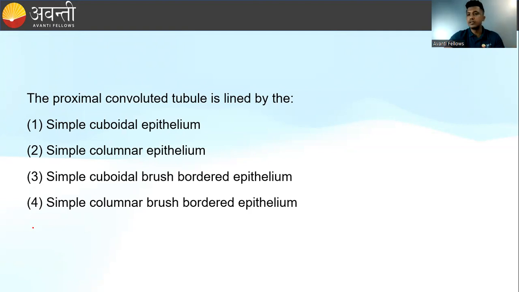So here, the movement of the filtrate has to happen very periodically, and it has to increase the surface area for the absorption, right? That happens through cuboidal epithelium. What kind of cuboidal epithelium is it? It's a brush bordered cuboidal epithelium because it moves the filtrate in a very specific direction, and it also makes sure that it can pick up these small ions or glucose, etc., which are present in the filtrate for the recovery. So that is why our option 3 is right.